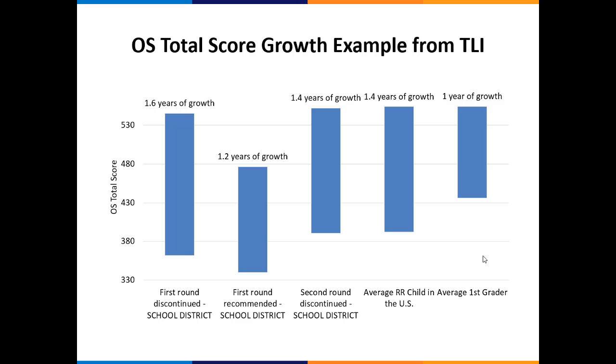So this is the chart that we showed, and some people are requesting it, or also asking how do we make this type of chart. And people are also asking, how do you compute at the top of these bars the years of growth, the amount of growth? All right, and what each of these texts is showing is the amount of growth that a category of student made compared to the average first grader. So for example, first round discontinued children in this school district made 1.6 years worth of growth compared to the average first grader. The average first grader is always making 1 year of growth.